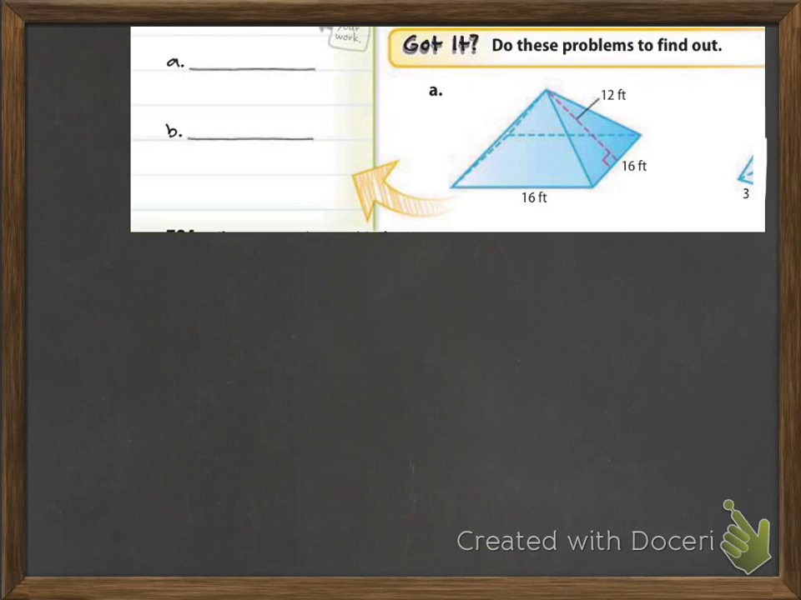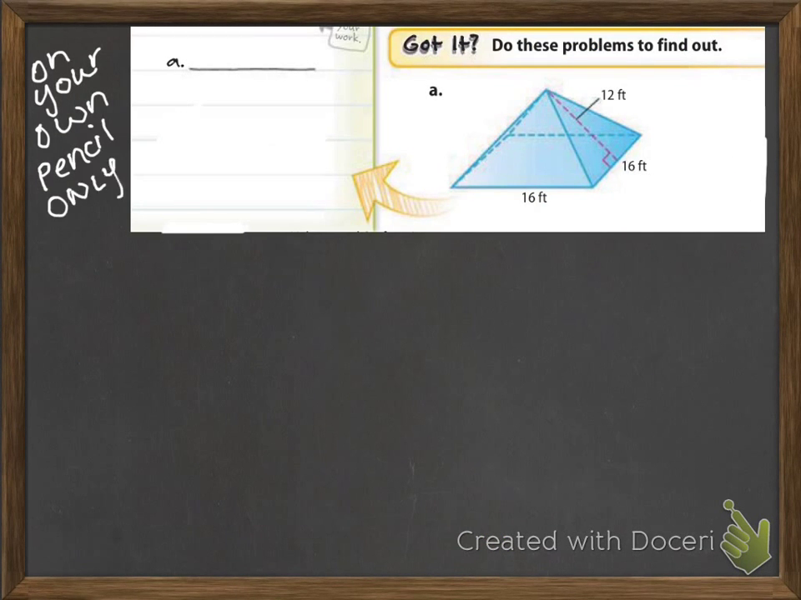All right, let's go ahead and look at the on your own problem for A. So for A, you want to do the on your own in pencil only. So go ahead and pause the video now and do that now. All right, welcome back.